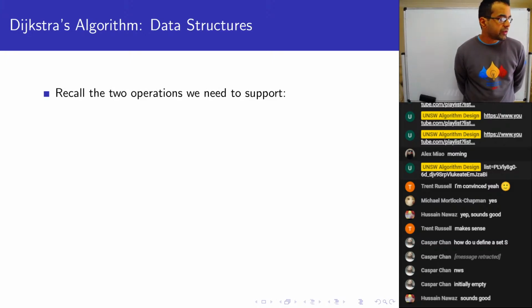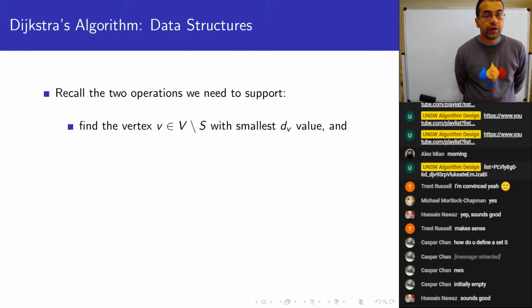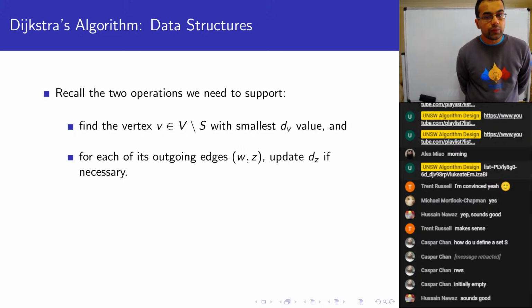So here we should return to the drawing board a bit. Maybe the data structure that we used is not the best one in general. So let's think of the two operations that we wanted. We wanted to find the vertex outside of S whose dv value was smallest, and we also need to update along each of the outgoing edges. Again, copy paste bug, sorry.